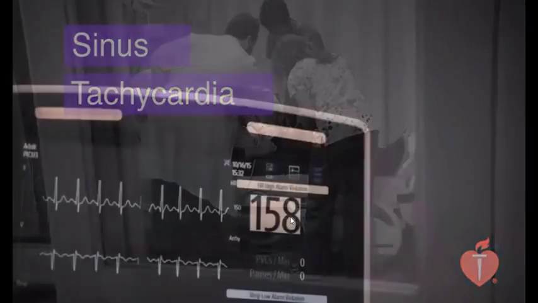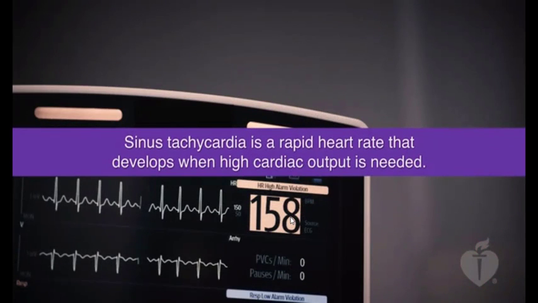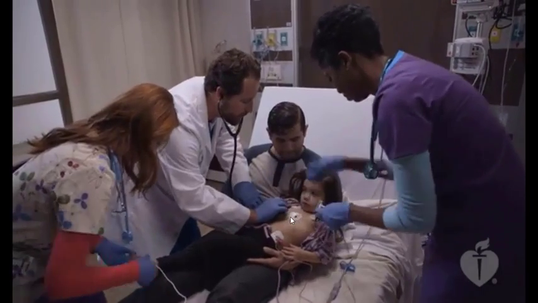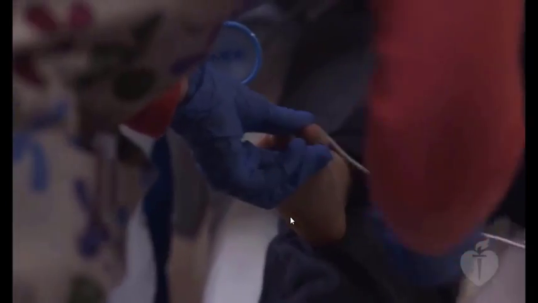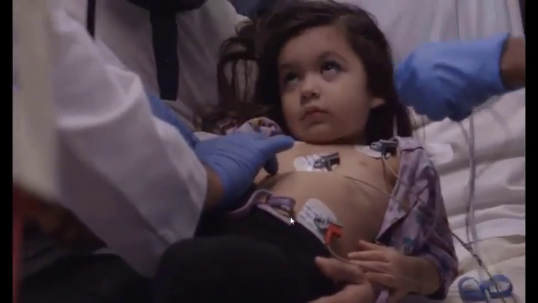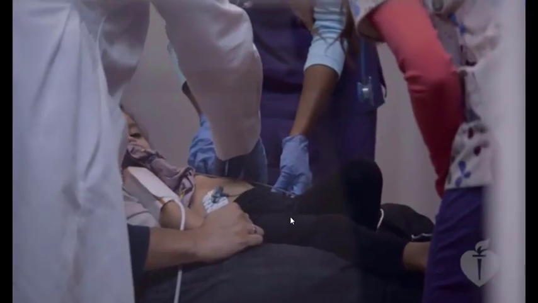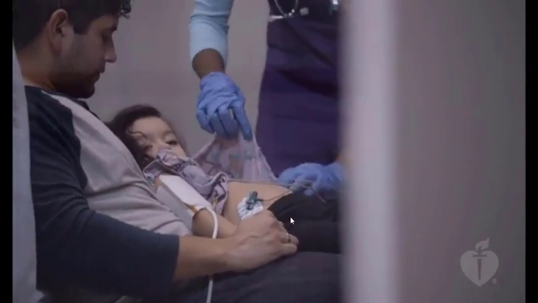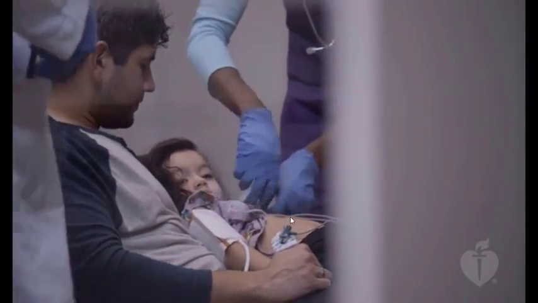Sinus tachycardia is a rapid heart rate that develops when high cardiac output is needed, such as with fever, excitement, and exercise. The presence of sinus tachycardia should prompt a search to identify the underlying cause of the tachycardia. Some causes may be significant or even life-threatening, requiring urgent intervention, while others may be fairly benign and require no intervention or only require ongoing monitoring.